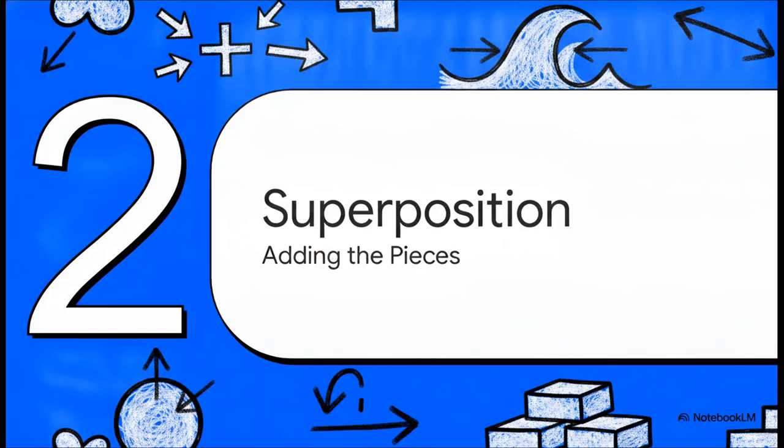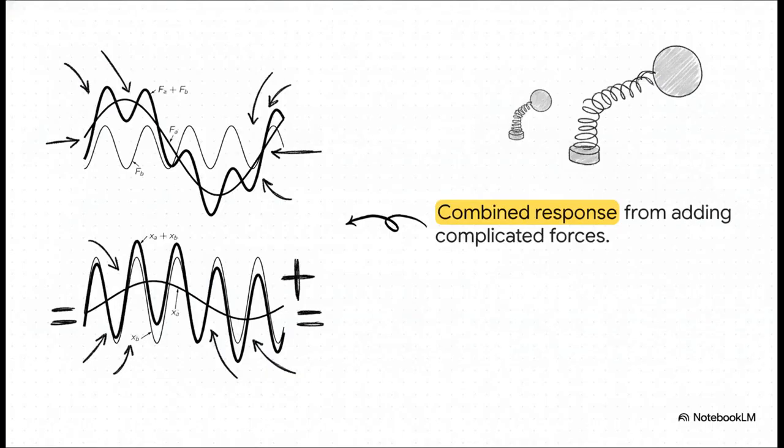Section 2. The principle of superposition. Adding the pieces. Now, how does this mathematical idea of addition actually translate to physical reality? Imagine a really complicated wavy force acting on a system. We can mathematically split that thick, messy force into two much simpler sine waves. Let's call them force A and force B. Because the system is linear, the physical response works exactly the same way. We just calculate the simple response to force A, which gives us motion A. We calculate the simple response to force B, giving us motion B. Then we literally just add them together and boom, we get our final combined motion. The total response is simply the sum of its individual parts.